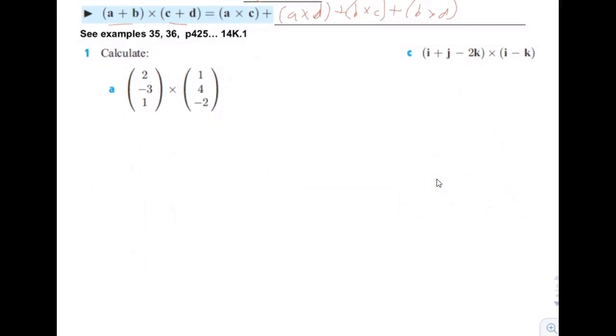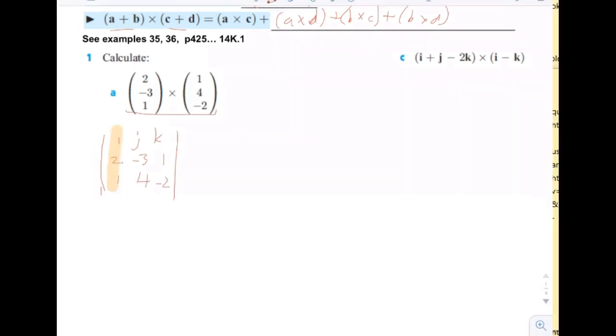Number 1 from page 425. A. We're going to do the cross product of these two vectors. Okay. So I'm going to use the matrix determinant method. So I'm going to take the determinant of I, J, K, 2, negative 3, 1, and 1, 4, negative 2.